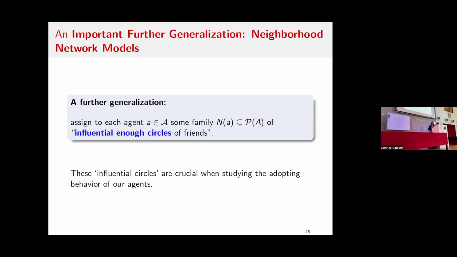Now, a second way of looking at these models would be to go to neighborhood models. And that's the next thing that I'll do. So here I take an agent and I'm going to assign to every agent some family of sets of agents. And I call these the influential circles of friends that an agent has. And these are influential circles because they are going to determine when an agent adopts new behavior. That's another, more abstract way of looking at it.